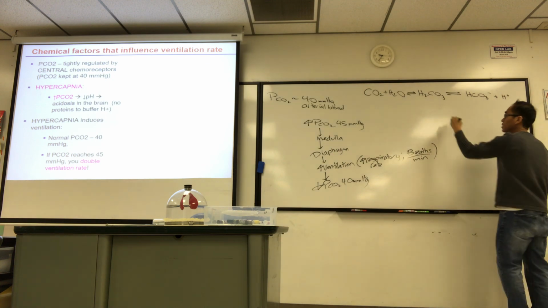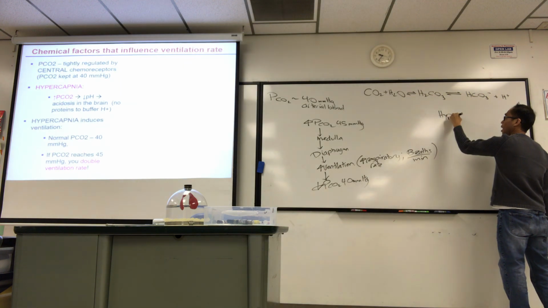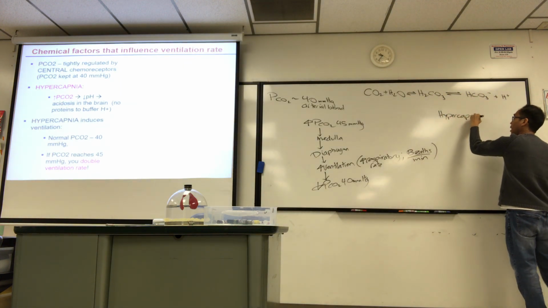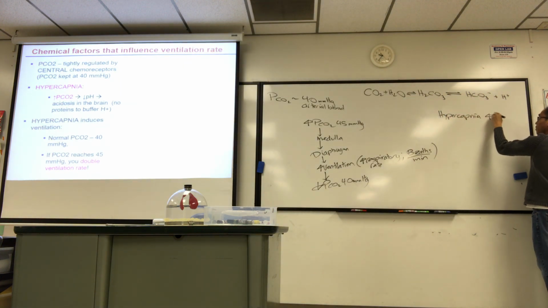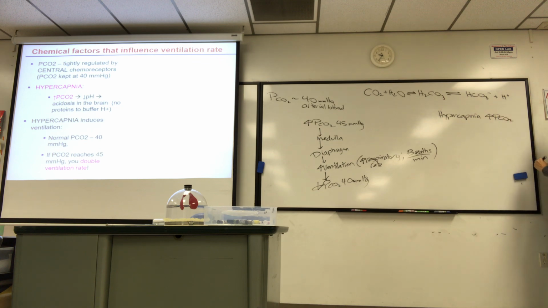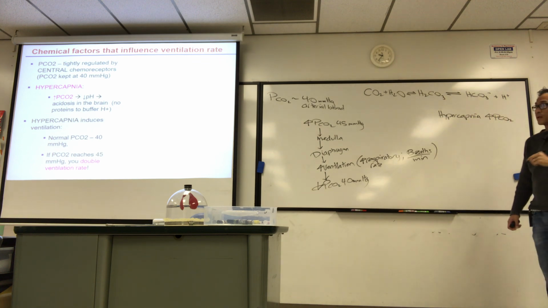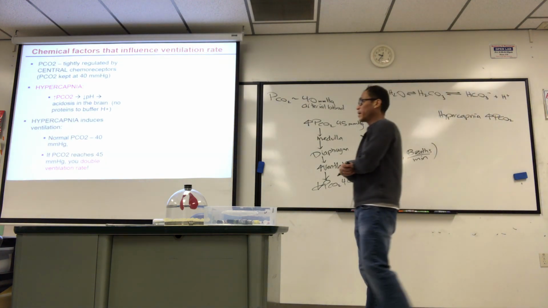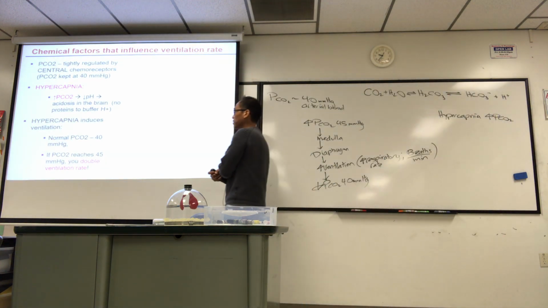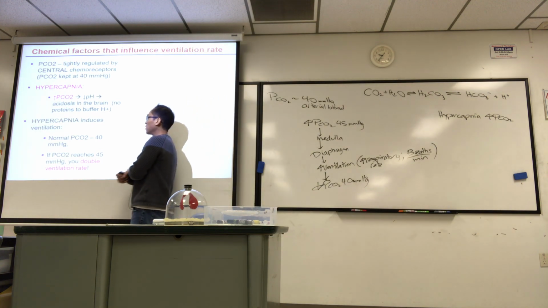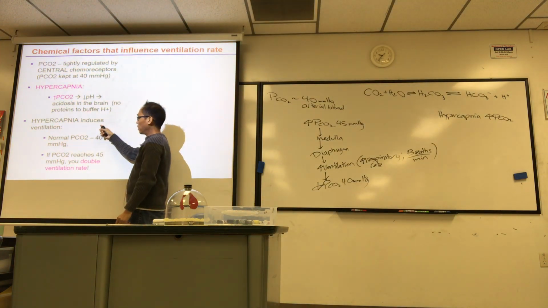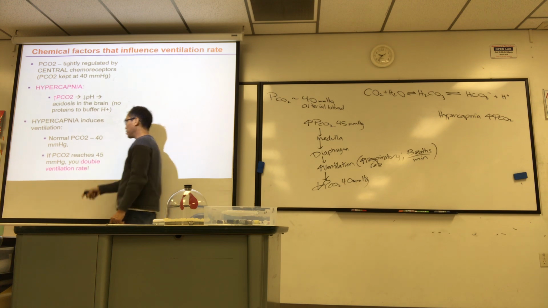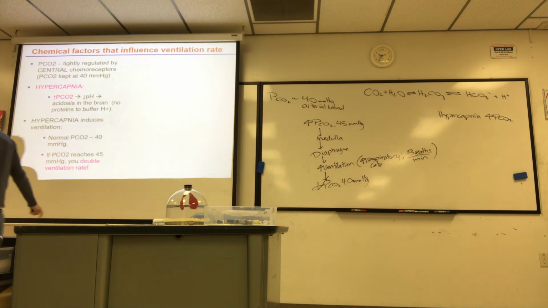So hypercapnia is an elevated level of CO2. In the brain, there's no proteins to buffer the added hydrogen ions. So that's why this is a danger. And so that's why you induce the ventilation. What I say on the slide is if the PCO2 reaches 45, it will double the ventilation rate.